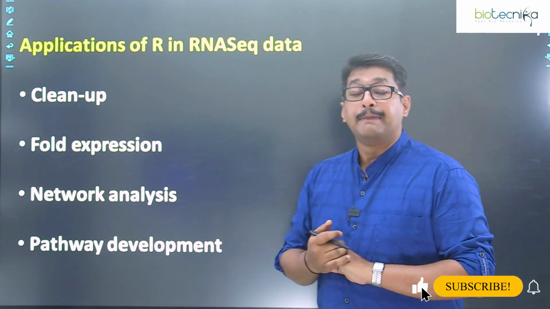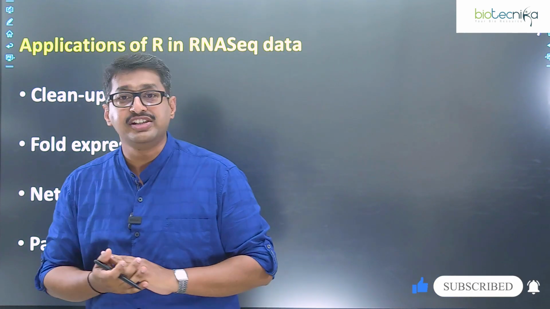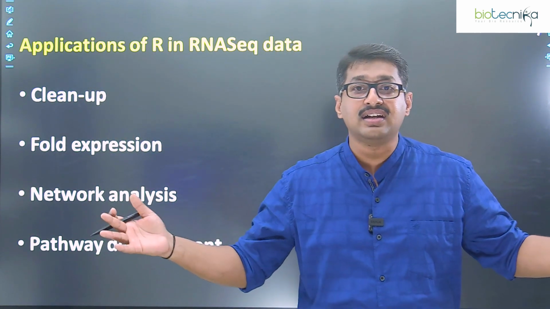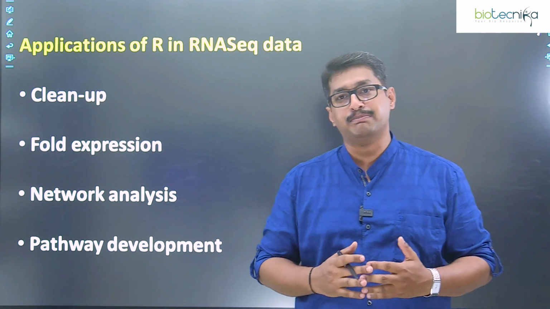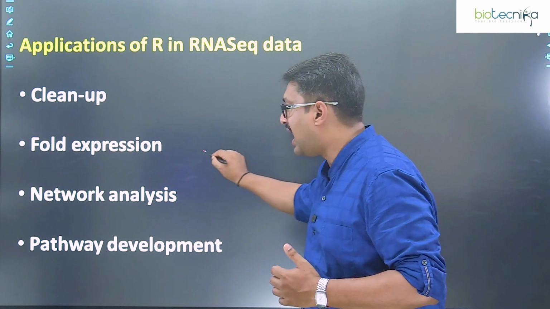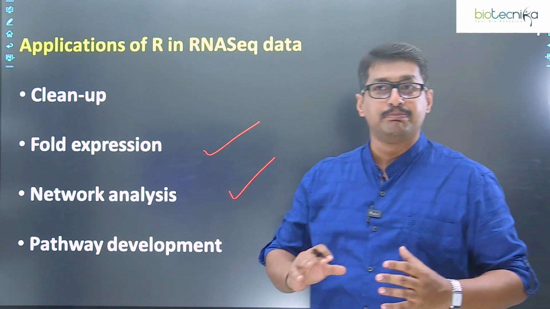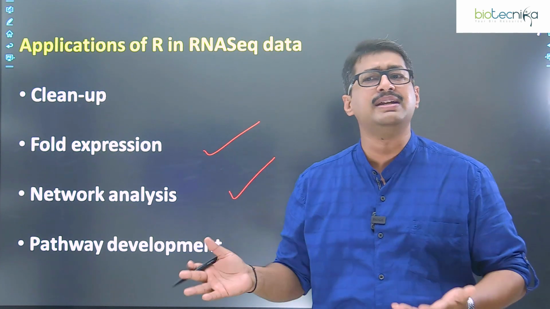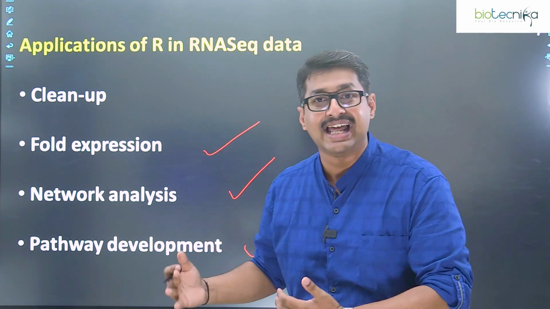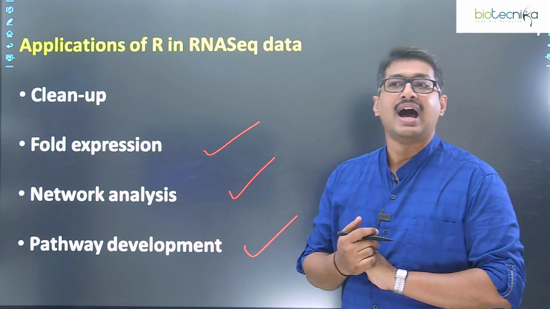Now, the application of R in RNA-seq data plays a very, very important role. RNA-seq data is a huge sequence of data of RNA, and there, cleaning up of the data becomes very, very important. Once you clean the data, the fold expression is done using R. Again, network analysis could be done, and then the pathway development through RNA-seq becomes very, very important, so that I can extrapolate the data I get from my dry lab into my wet lab studies. So R has a very important component in your RNA-seq data.